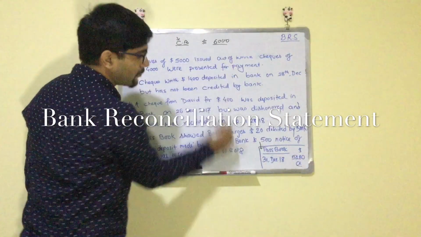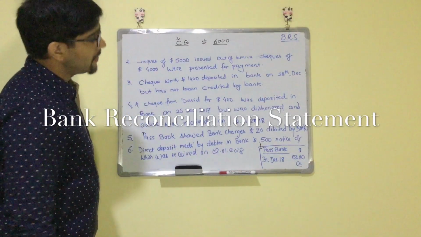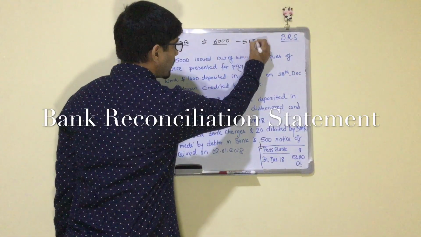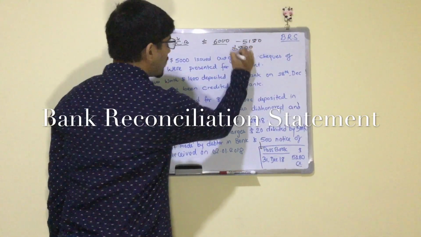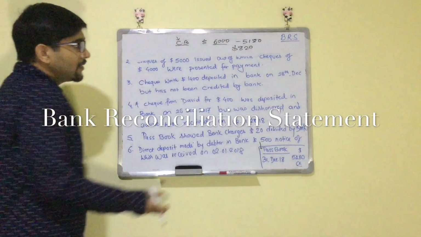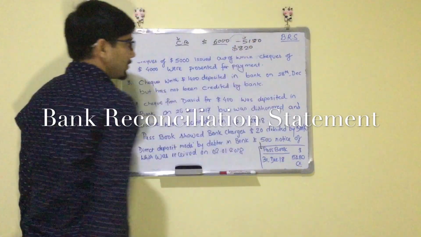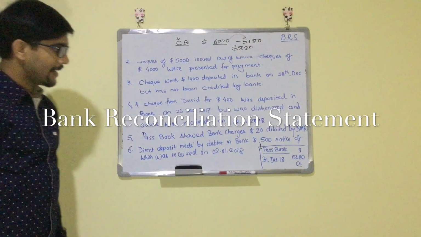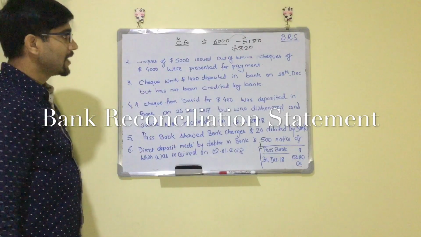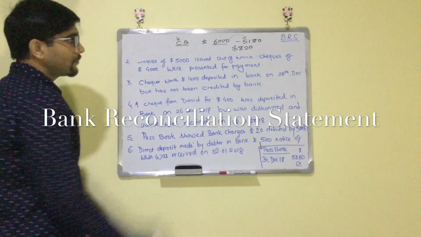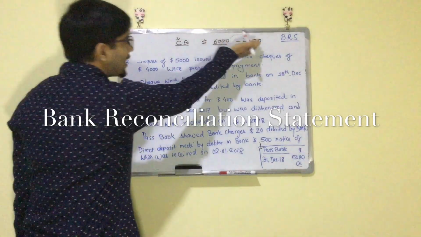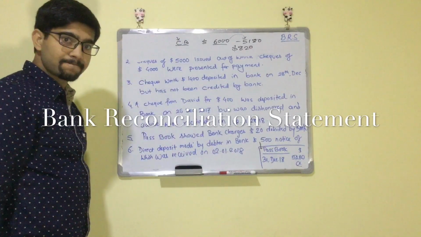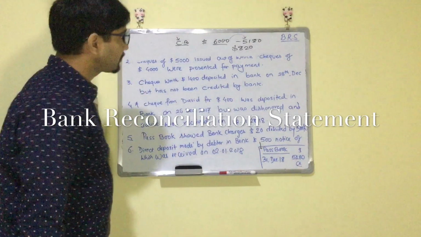We need to find out the reasons behind these differences. If you subtract, you can see there is a difference of $820. And we can find the reason for this difference in adjustments 2, 3, 4, 5 and 6. Let's see how we can reach from cash book balance to passbook balance, or from passbook balance to cash book balance. Let me give you a hint.